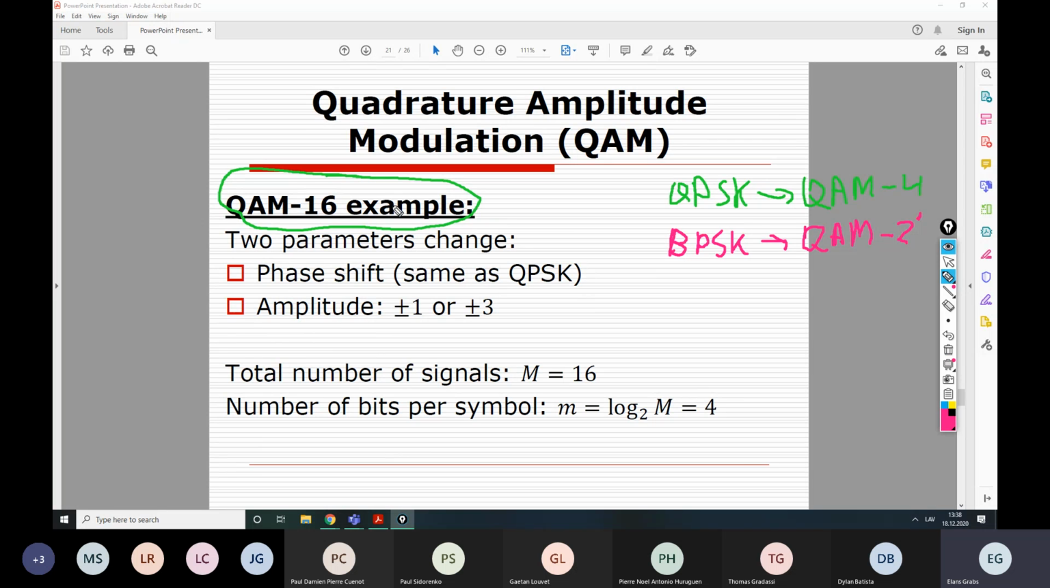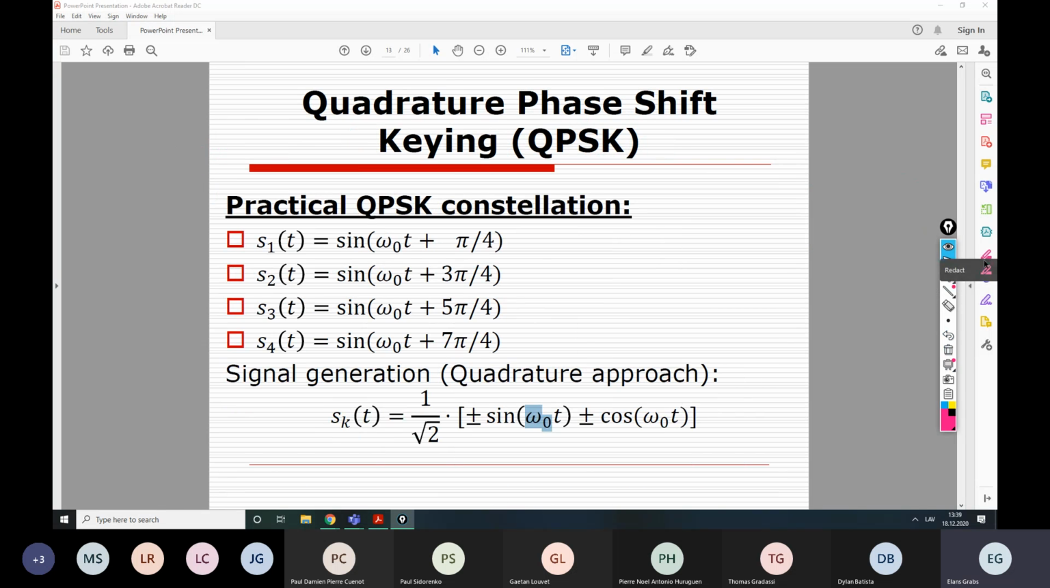QAM-M is the most general case of these modulation types. Now, for the phase shift, we have the same 2 orthogonal carriers, sine and cosine, as before. Now, however, each of these sine or cosines is multiplied not by +1 and -1, but by +1, -1, +3, -3, right? So we are talking about this formula. So here we can now have +1, -1, or +3, -3 in both positions.